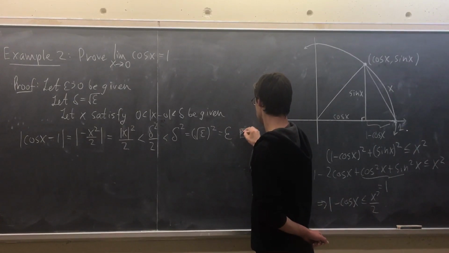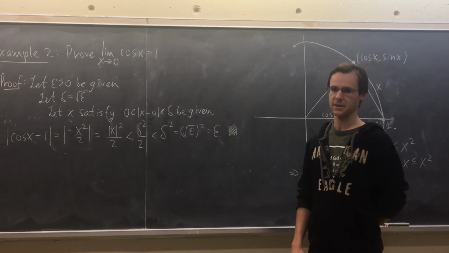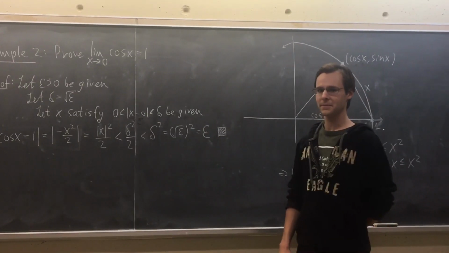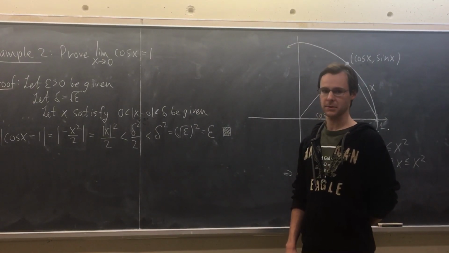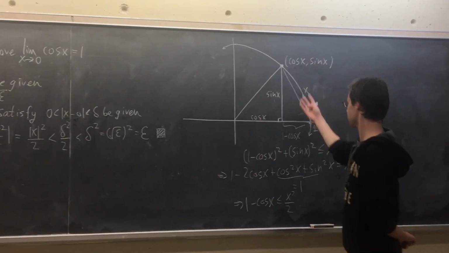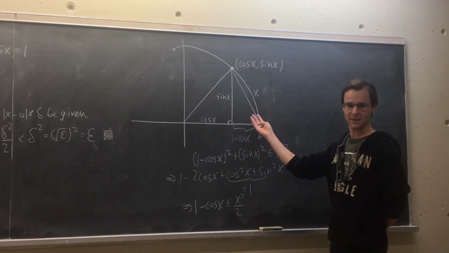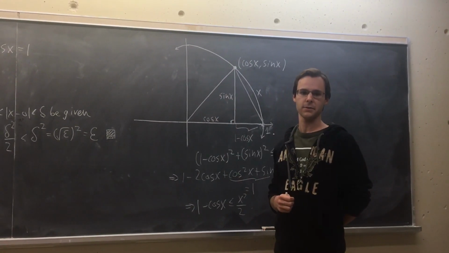The proof is complete, and we know that the limit as x approaches 0 of cos x does indeed equal 1. Cool. So there's one little problem with this argument. Well, there's no problem with the argument, but there's a problem with this. How would you think of something like this? Well, let's try proving this in a slightly different way.